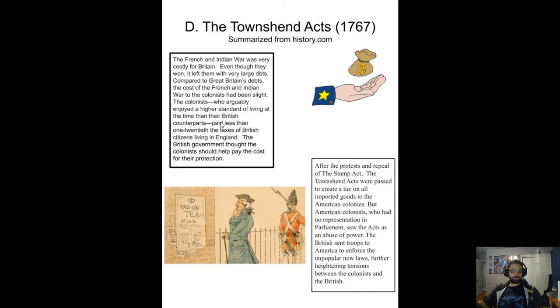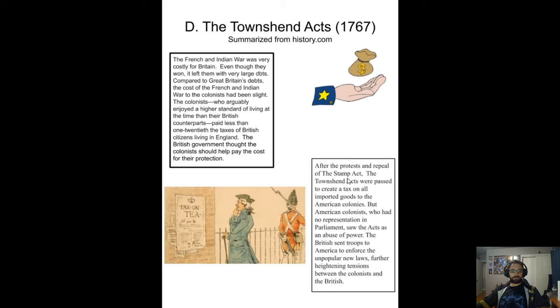I want to put this into perspective for you. It says paid less than 1/20th the taxes of British citizens. So that basically means that in Britain, if they were paying $20 in tax, that means in the colonies they were paying less than $1 in tax. So that's how much Britain was taxed compared to the colonists. Okay, so Britain really saw these taxes as fair because most of them have to pay it anyway.